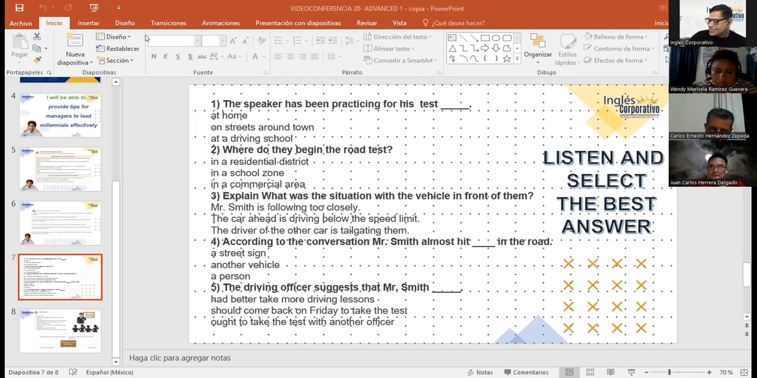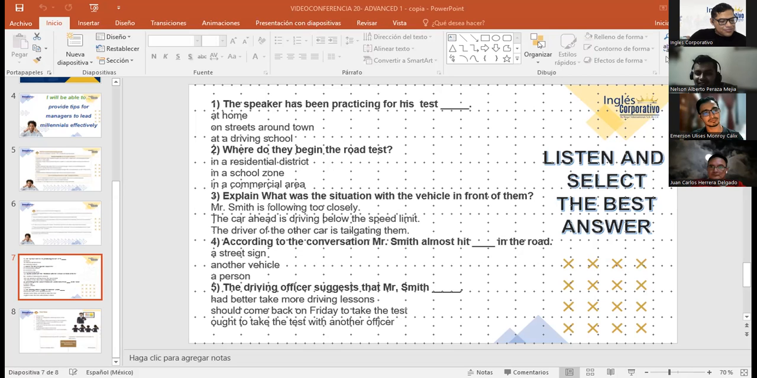Okay, so let's check the last activity before concluding. The first one: the speaker has been practicing for his test. Can you identify where? At a driving school, on the street, or at home? What answer did you get, guys? At the driving school, teacher. Uh-huh. What do you think? At a driving school? On the street around town? On the street? I agree with Nelson. I think... well, the person says, in my driveway. When we're talking about a driveway, it's actually the parking area at home. So that means the answer is at home. For example, when you leave the house, you see an entrance. This is called a driveway. So the answer is a driveway.